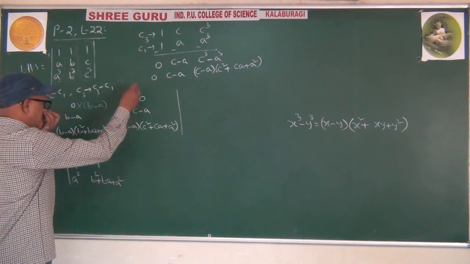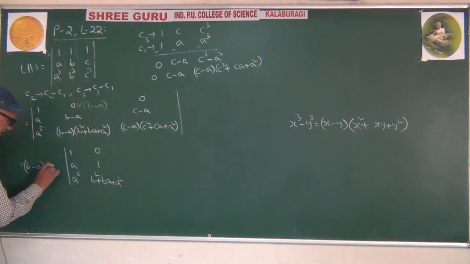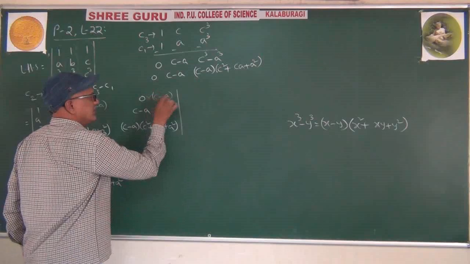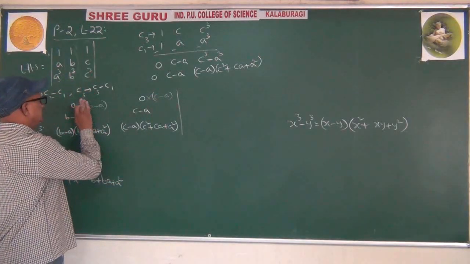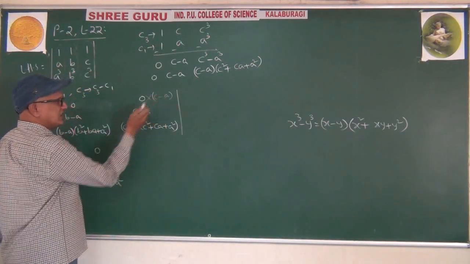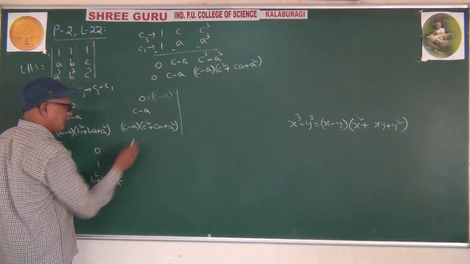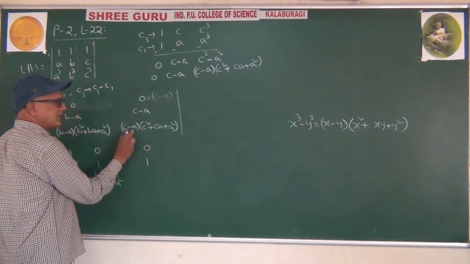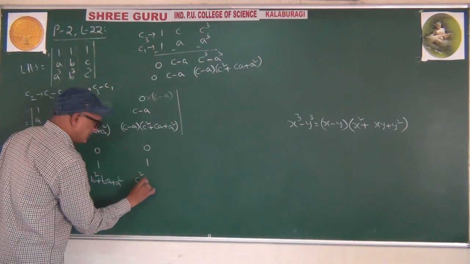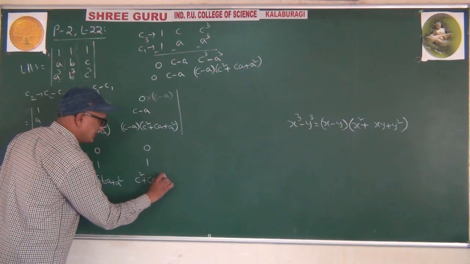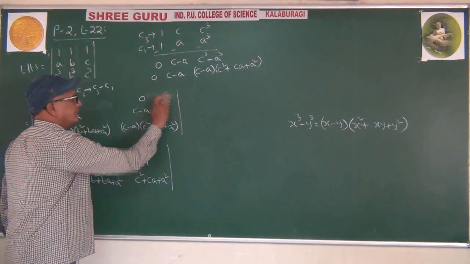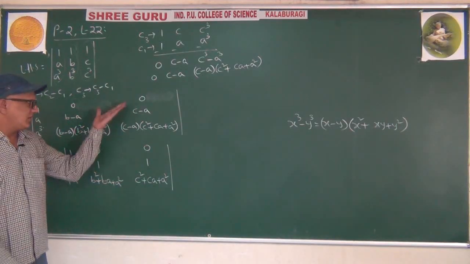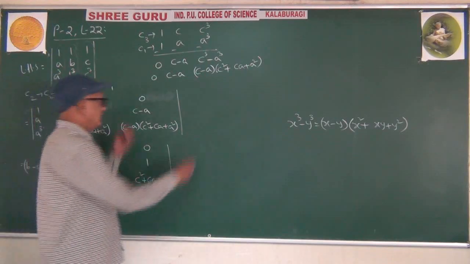Okay. Next, from the third column we can take c minus a common. 0 can be written as 0 into c minus a. Okay. So c minus a, c minus a, c minus a. C minus a went out, 0; c minus a went out, 1; c minus a went out, c square plus ca plus a square. Okay now, see, it became a bit simple compared with this one, right?